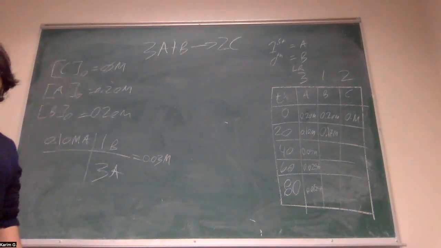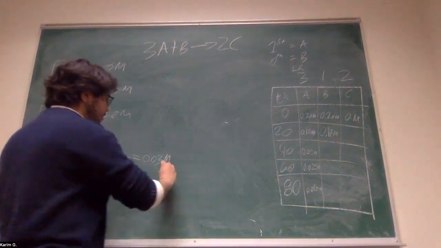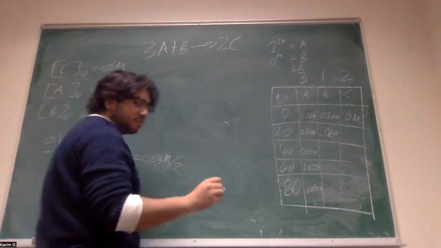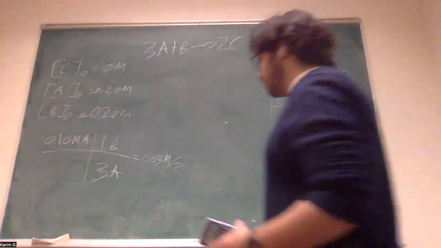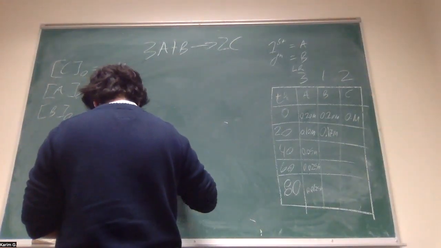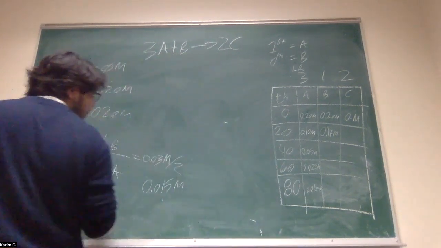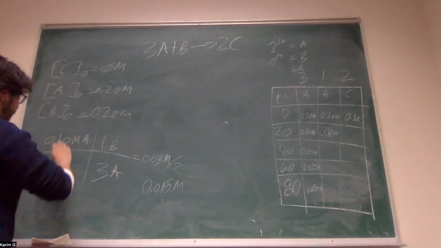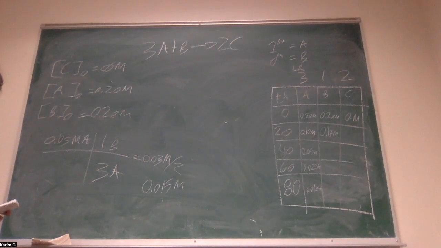I don't know if the trick in the workbook works. Yeah, let's try it. So the trick is to divide this by 2. So it's 0.03 divided by 2, which is 0.015 molar, right? But if we actually did it, it'll be 0.05 molar divided by 3. 0.05 divided by 3. I mean, it's close enough, right?